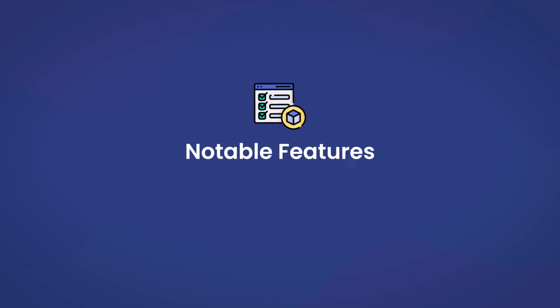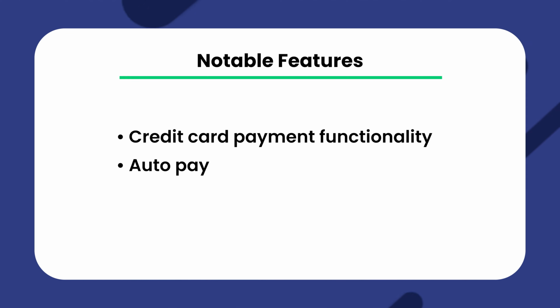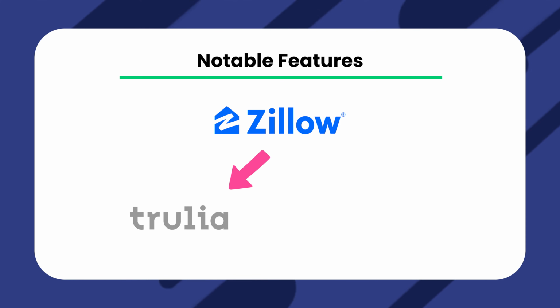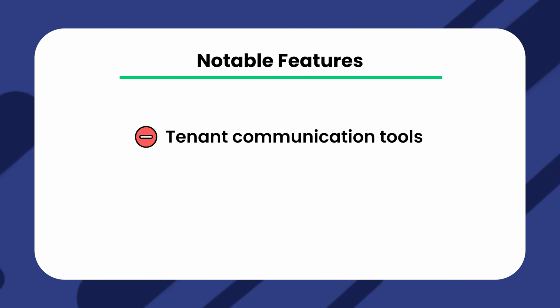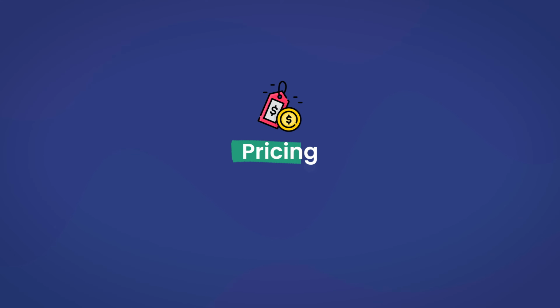Its features focus on applications and tenant screening, including the following: background checks, credit history, and eviction reports. You can also get access to basic rent payment options such as credit card payment functionality, auto pay, and payment history. And of course, from Zillow Rental Manager, you can manage your property listing, which syndicates to Trulia and HotPads. Notably, many features you'd expect from a typical property management software are missing, such as tenant communication tools, maintenance management, and more.